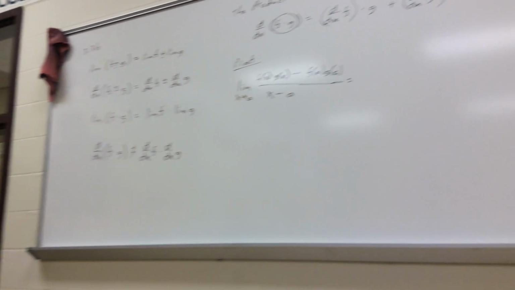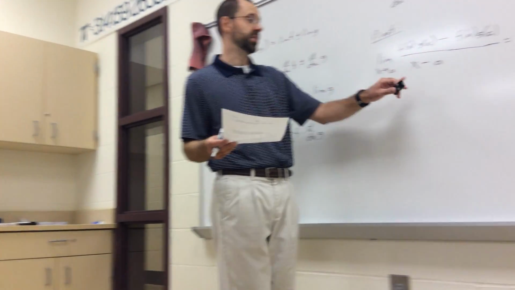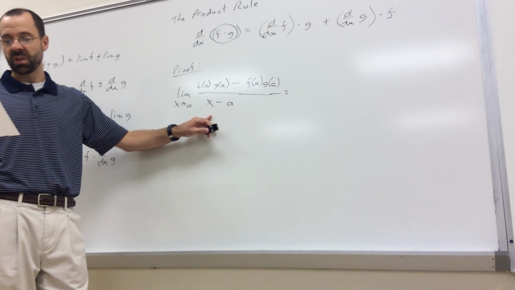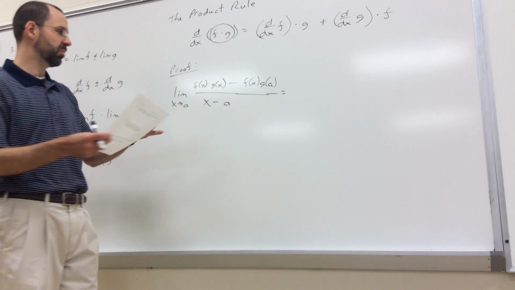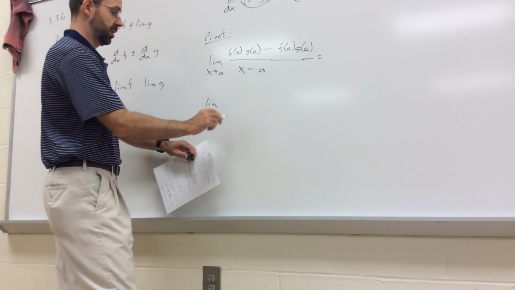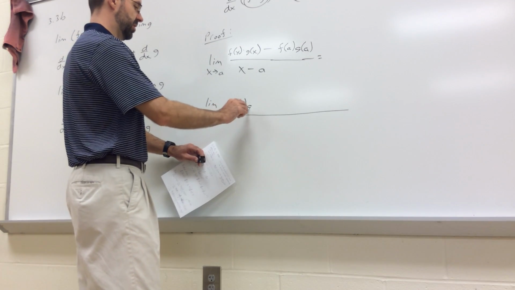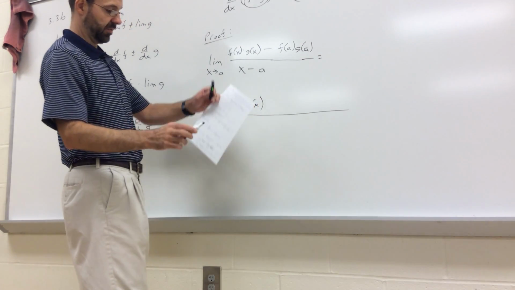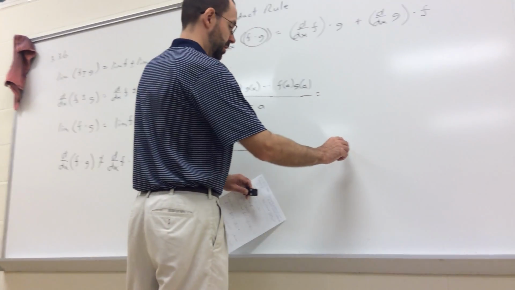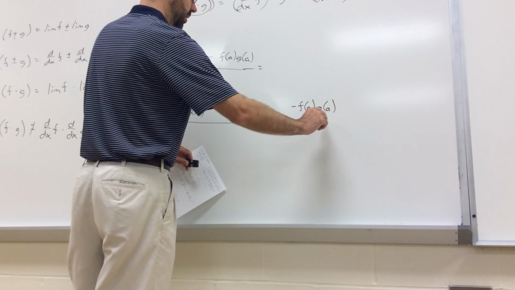So in order to prove that this is true, I'm just going back to the definition, and this is how you take a derivative. Now I'm going to separate this out. I'm going to leave a bunch of space in the middle. I've got f of x, g of x, and then at the very end I'm going to have minus f of a, g of a.